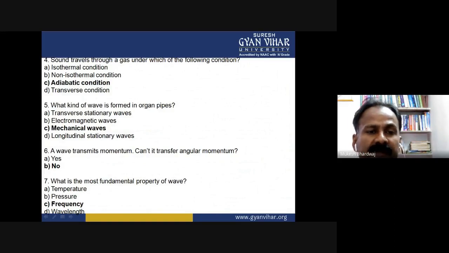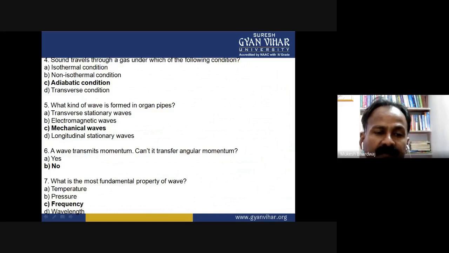Sound travels through a gas under which of the following conditions? Isothermal, non-isothermal, adiabatic, or transverse? Adiabatic condition. What kind of wave is formed in organ pipes? Mechanical waves. Can a wave transmit momentum, or can it transfer angular momentum? No.